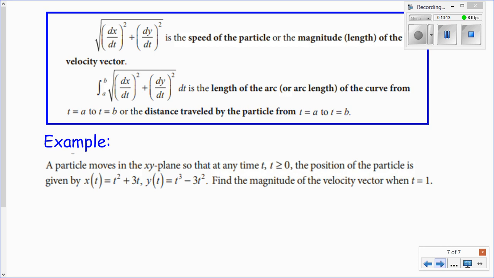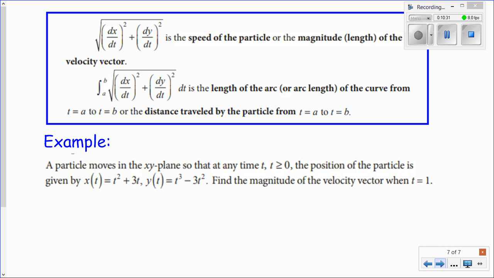All right, here's an example. A particle moves in the xy plane so that at any time t, where t is greater than or equal to 0, the position of the particle is given by x of t and y of t. Find the magnitude of the velocity vector when t equals 1.